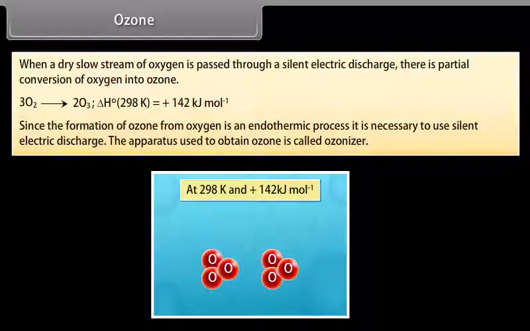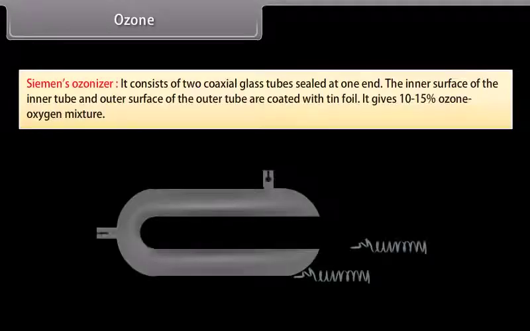Since the formation of ozone from oxygen is an endothermic process, it is necessary to use silent electric discharge. The apparatus used to obtain ozone is called an ozonizer. Siemens ozonizer consists of 2 coaxial glass tubes sealed at one end. The inner surface of the inner tube and outer surface of the outer tube are coated with tin foil. It gives 10 to 15% ozone-oxygen mixture.